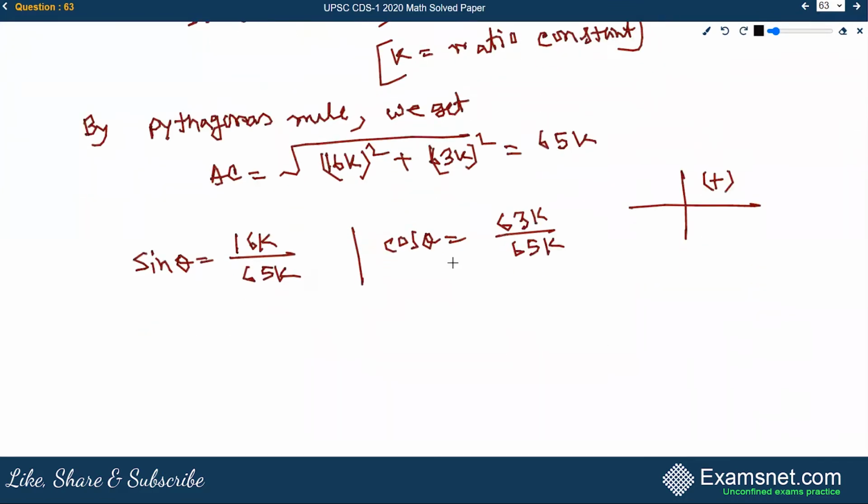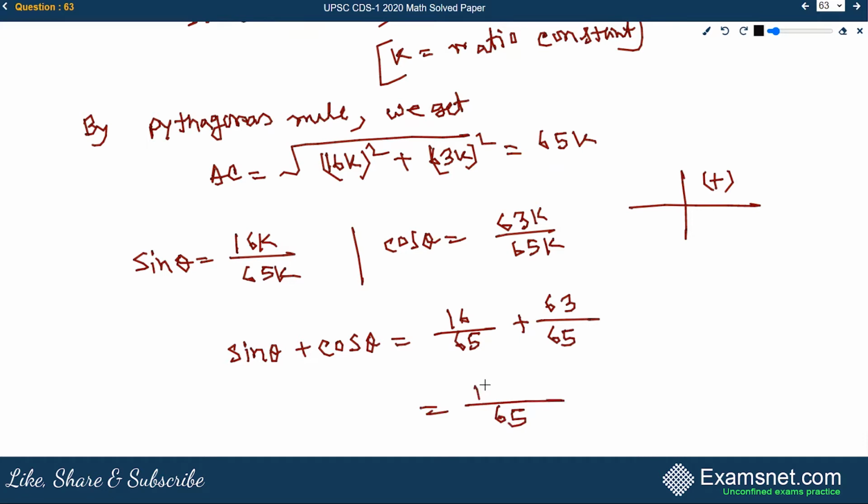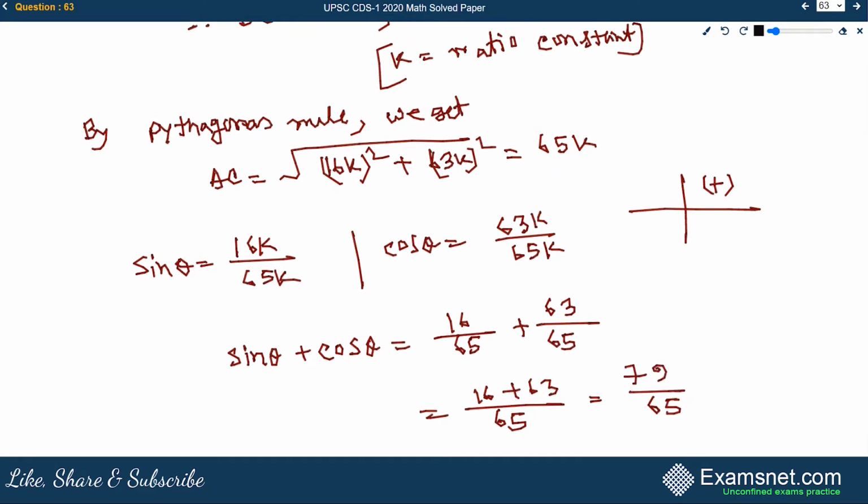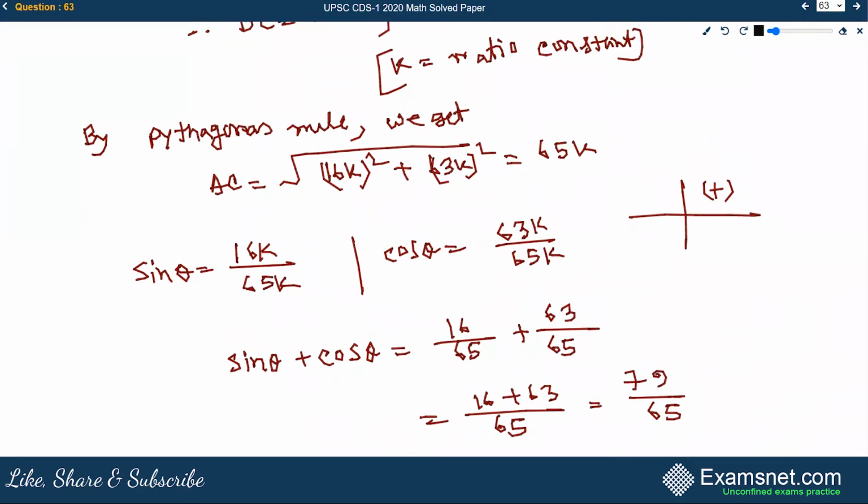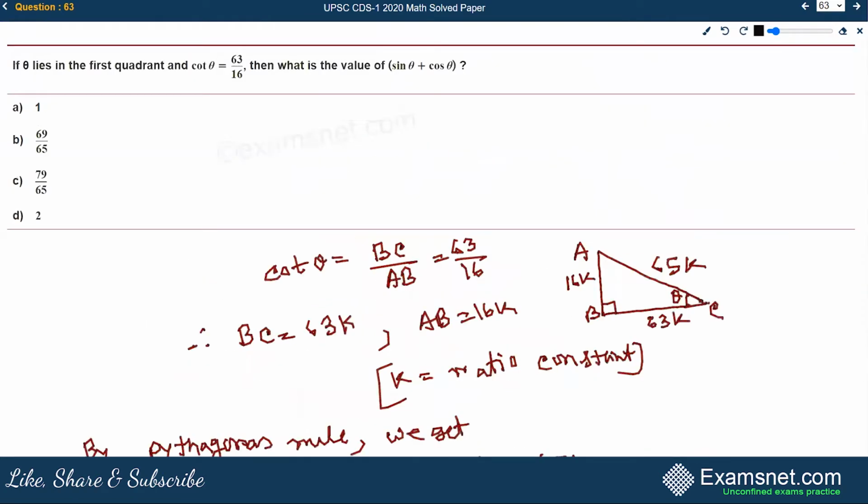Now let's find the value for sine theta plus cos theta: 16 by 65 plus 63 by 65. Here 16 plus 63 would result in 79 by 65. So the value for the given expression sine theta plus cos theta is 79 by 65. Here option C is the correct answer.